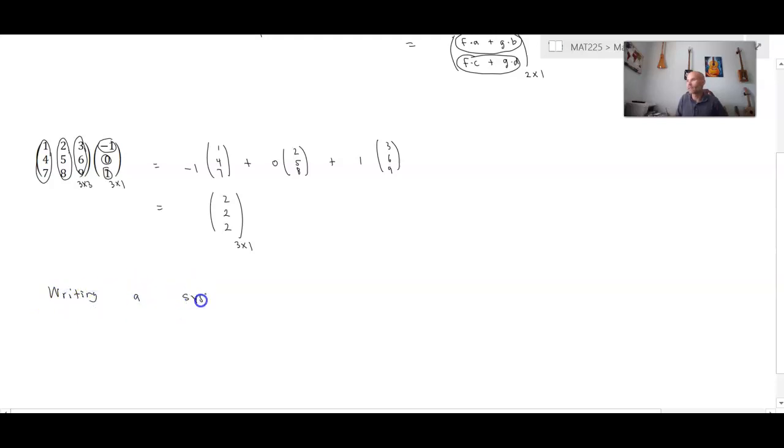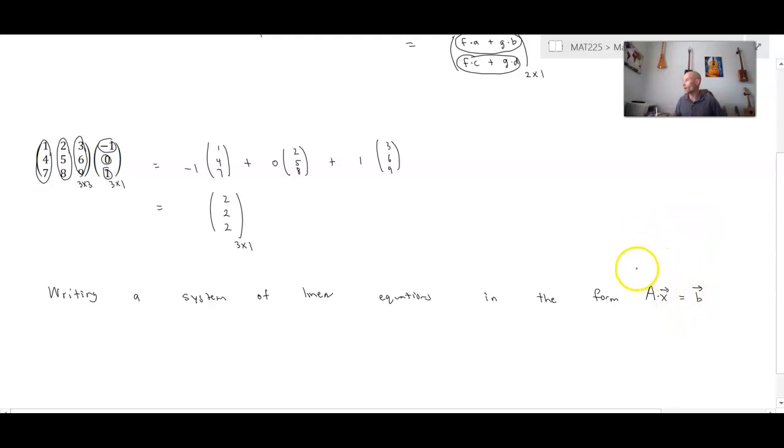a system of linear equations in the form A matrix times X vector, there's our matrix vector multiplication, equals another vector that we're going to refer to as B. And you might remember this from the previous video in which we used B to represent our constants.